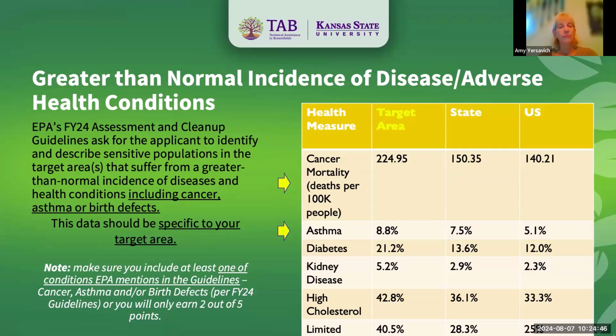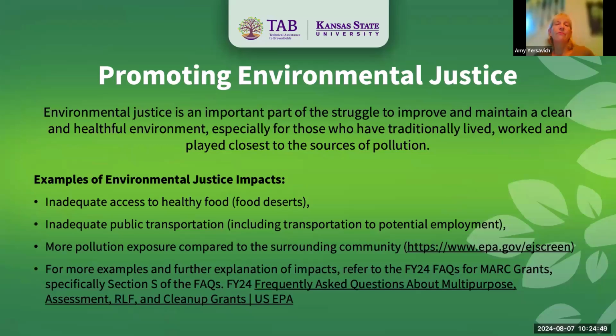Next slide. Promoting environmental justice. As Beth mentioned, this is very important to EPA. And if you want to know a little bit about what environmental justice is and examples, these are things that can vary from inadequate access to healthy food, so food deserts, as you're probably familiar with, to inadequate public transportation. We're talking about target areas that likely have high rates of poverty, low median income, and probably don't have a car. So the importance of public transportation and getting adequate access is very important in these areas.